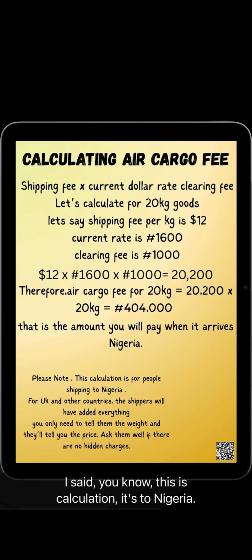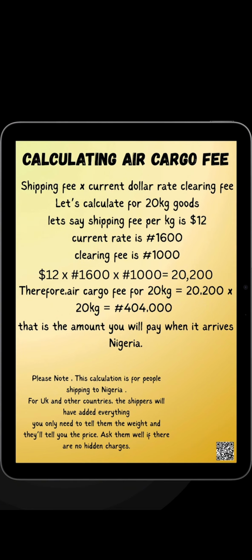Like I said, please know, this calculation is for Nigeria. For the UK and other countries, the shipper would have added everything. You need to tell them the weight. If you want to know the price before you ship, tell them the weight, and they will tell you. Or you ask them, please, what is the price of your air shipping or sea shipping? Ask them if there are any hidden charges.